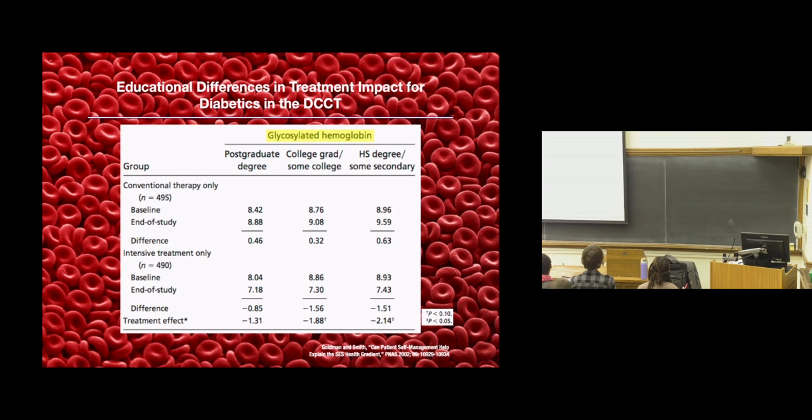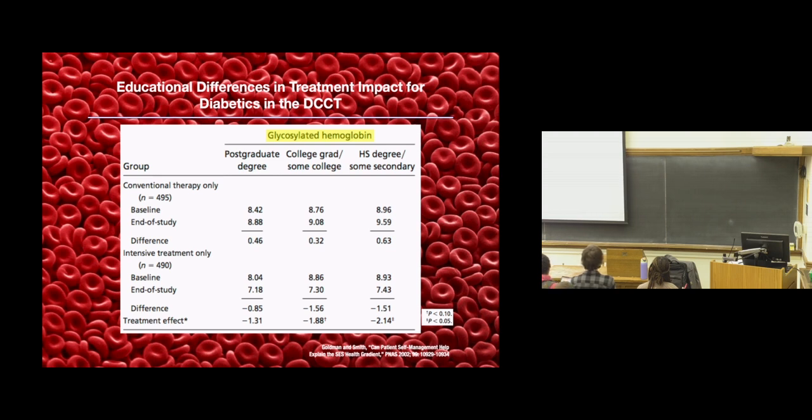Everyone with me still? And now we subtract this number from this number. So we have to do a difference in difference. We have to say, here's the difference in the treatment arm, and here's the difference that would have occurred anyway in the control arm. So we subtract this from this, and now we get the grand finale. We see how much more did the hemoglobin A1C fall in the treatment arm than in the control arm.